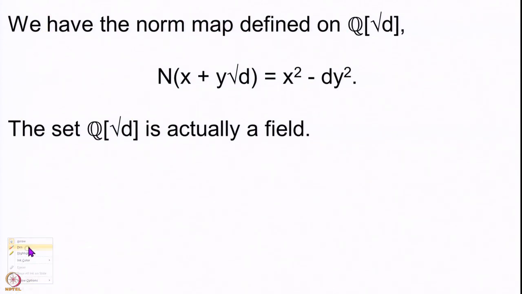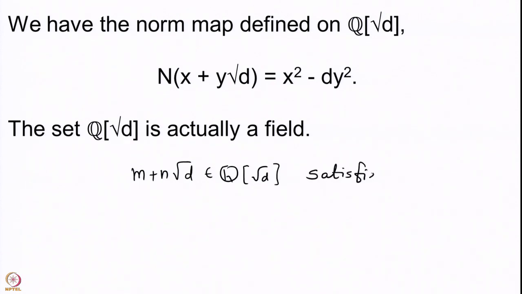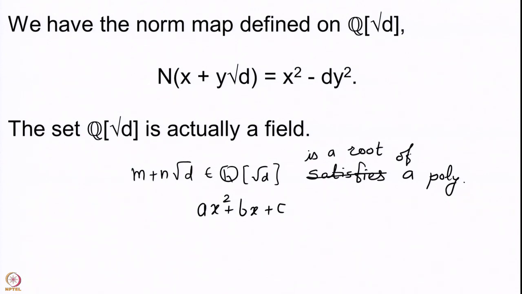Now we noticed that any number in Q root D, suppose it is of the form m plus n root D, satisfies a polynomial a x square plus b x plus c. Satisfies means it is a 0, or a root, of this polynomial a x square plus b x plus c, where a, b, c are integers. This a need not always be equal to 1, because, for instance, we have the element 1 by 2, which is there in the rational numbers, so it is there in Q root D also, and the polynomial satisfied by 1 by 2 over integers.